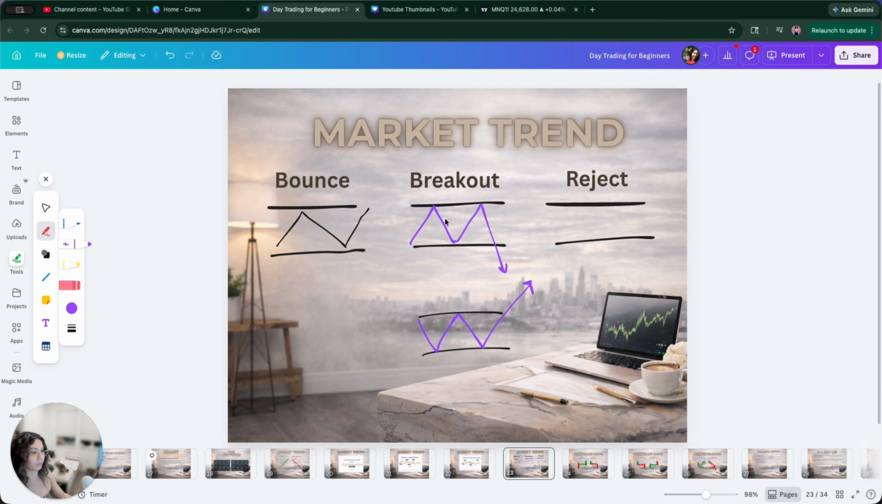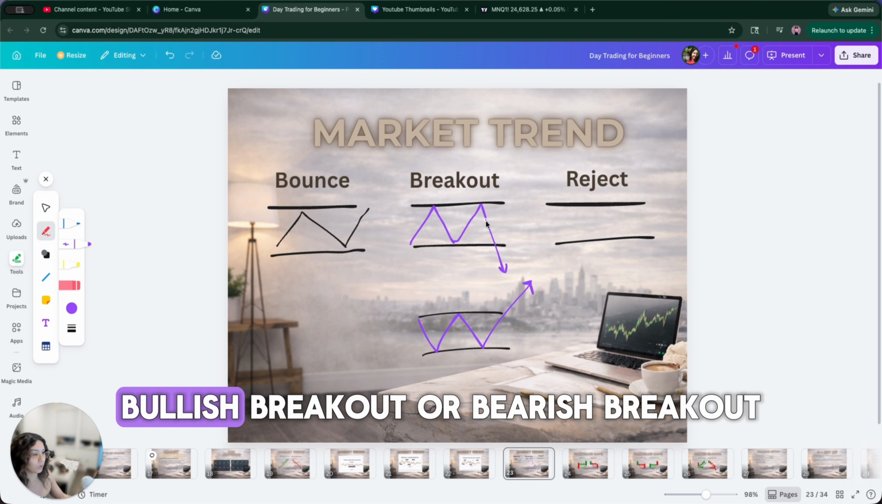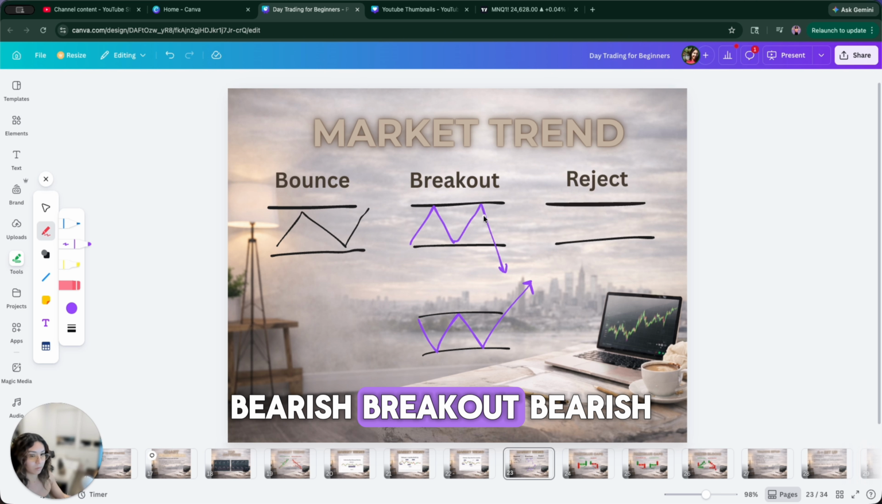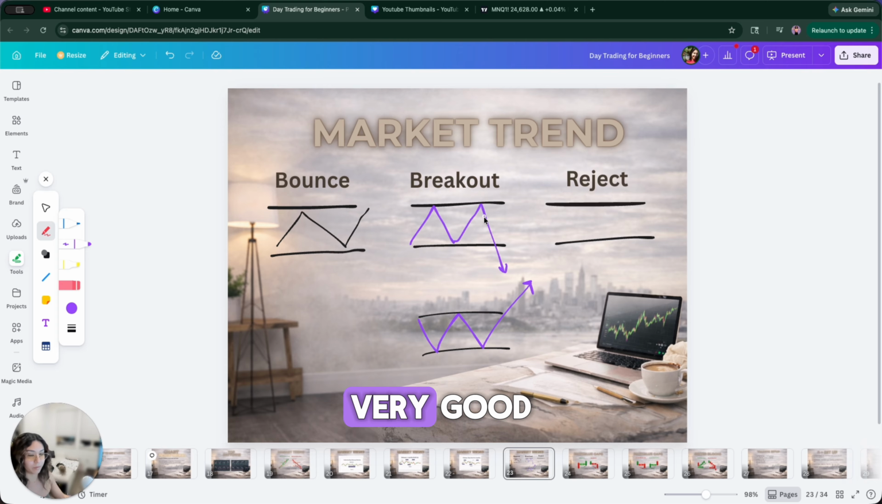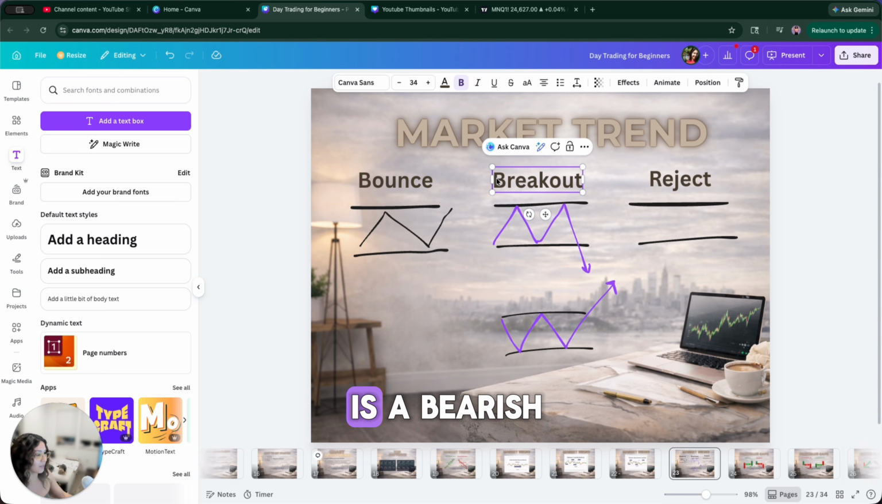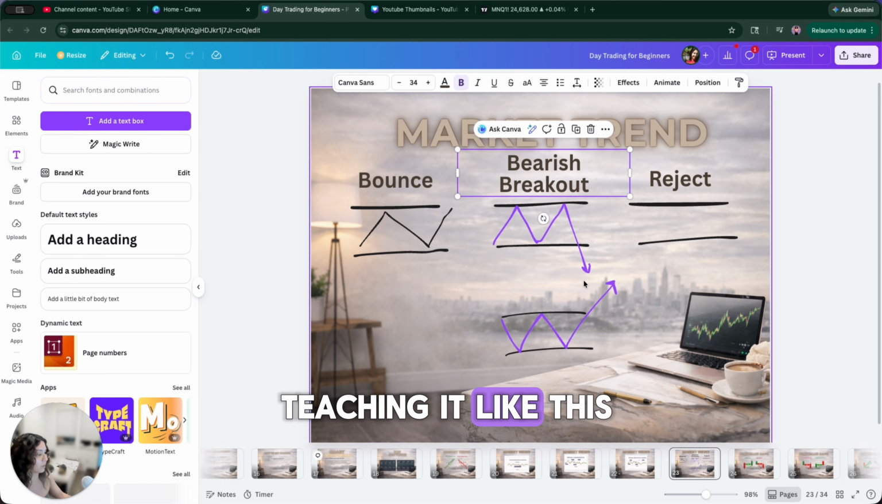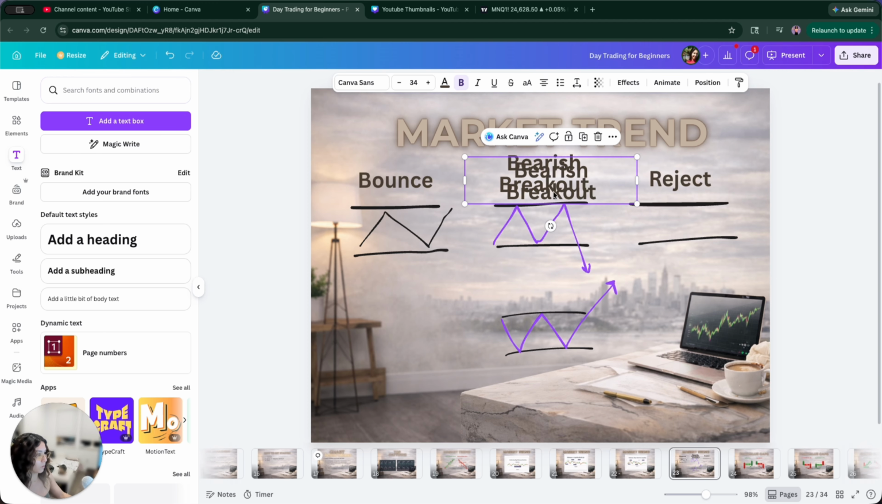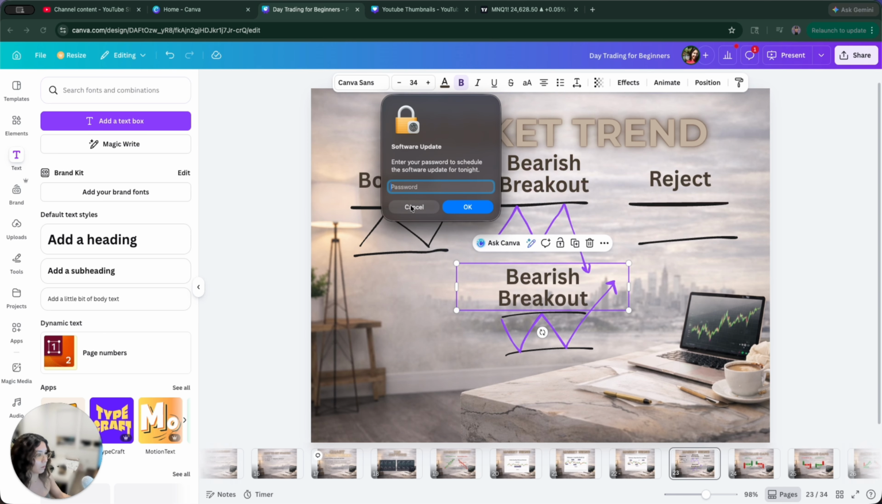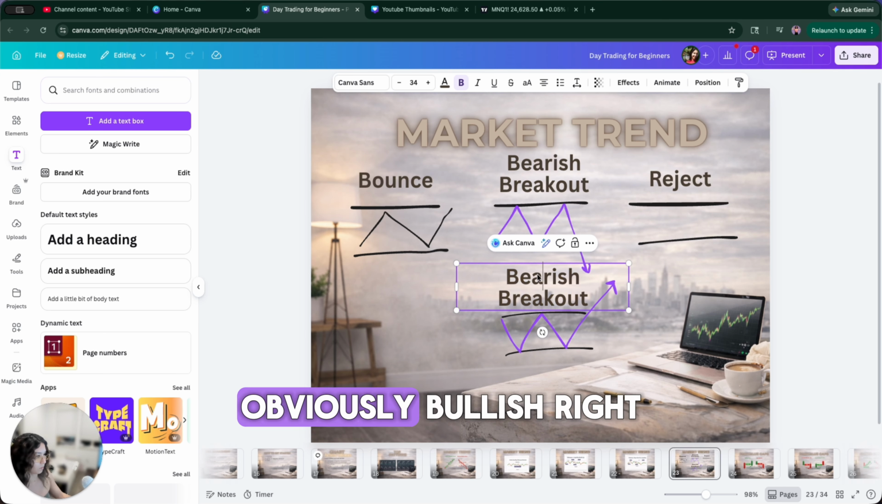Go, ladies. Bullish breakout or a bearish breakout? Bearish breakout. Bearish. Very good. Dulce, try again. Why do you think it's bullish? All right, so this is a bearish. There's nobody out there teaching it like this. All right, so what's the bottom then? Obviously, bullish, right?